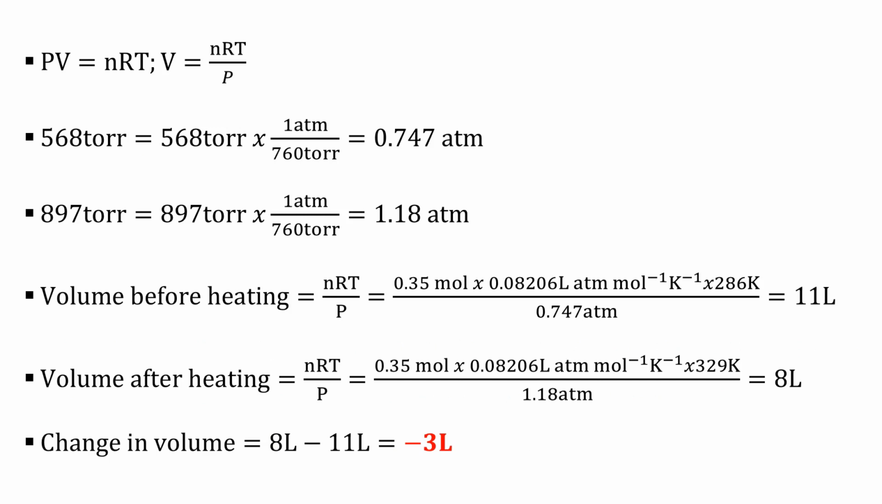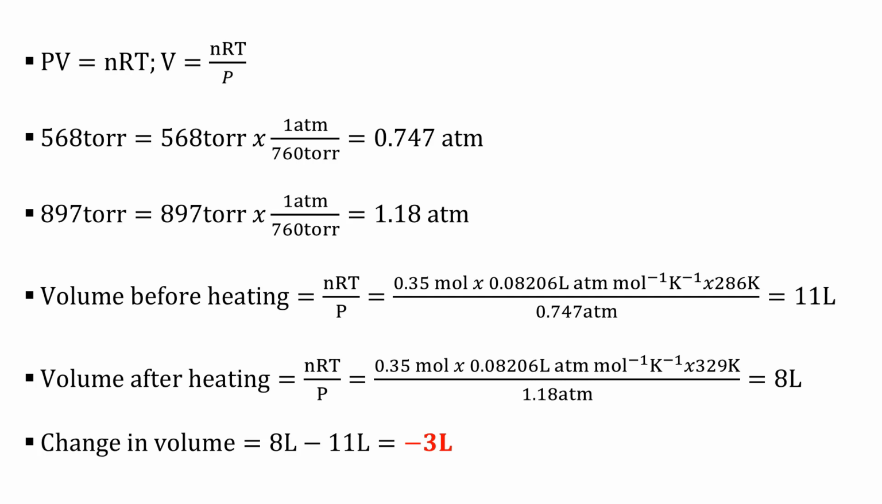Now they are asking to calculate the change in volume. So that means that we calculate the volume before changing and the volume after changing, then we do the difference. We also need to convert the torr to atmosphere. By converting the torr to atmosphere, we divide by 760. Then we get 0.747 atmosphere, and 1.18 atmosphere after changing the pressure.